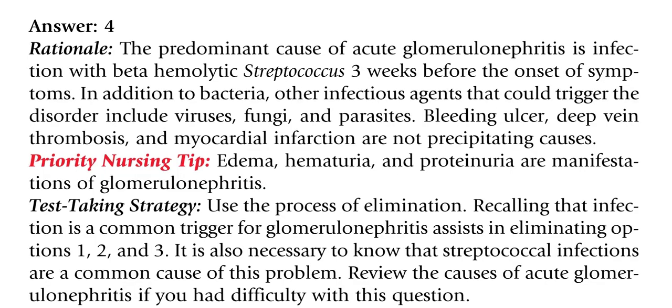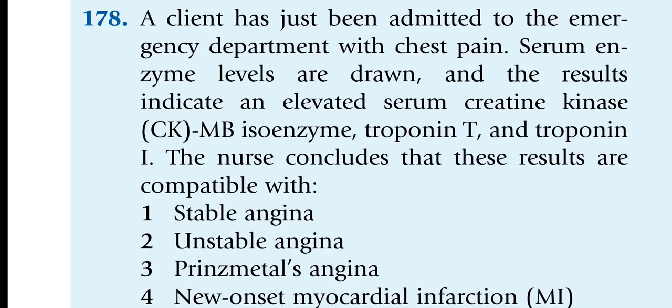Answer 4. Rationale. The predominant cause of acute glomerulonephritis is infection with beta-hemolytic streptococcus 3 weeks before the onset of symptoms. In addition to bacteria, other infectious agents that could trigger the disorder include viruses, fungi, and parasites. Bleeding ulcer, deep vein thrombosis, and myocardial infarction are not precipitating causes.